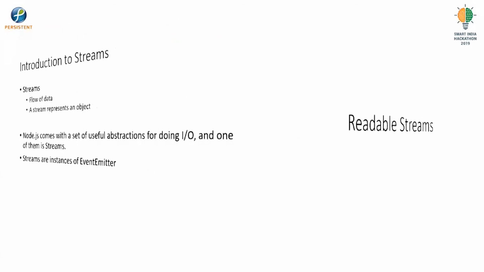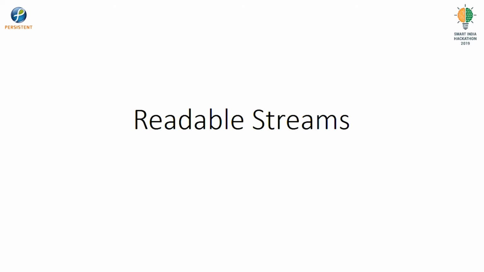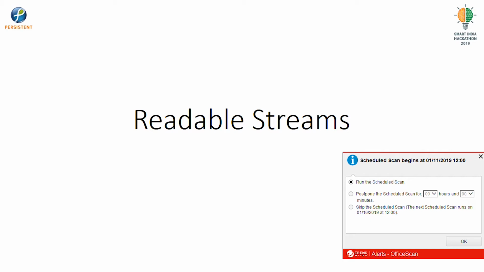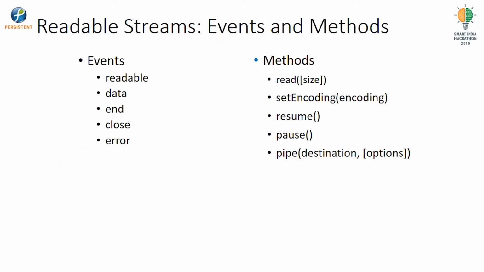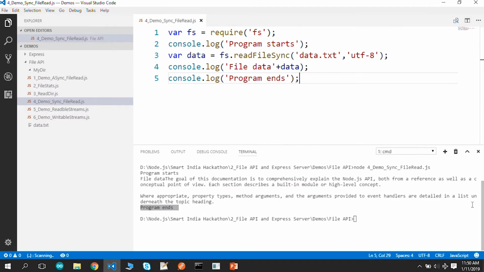So streams are mainly of two types. We have readable streams and writable streams. Readable streams are mainly to read data. For that there is an API for readable streams, and here is the code for that. So let's look at this by having a demo.